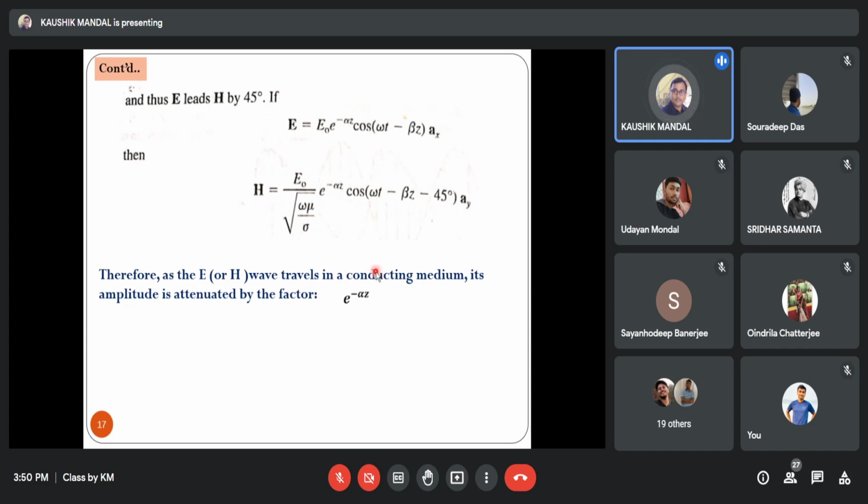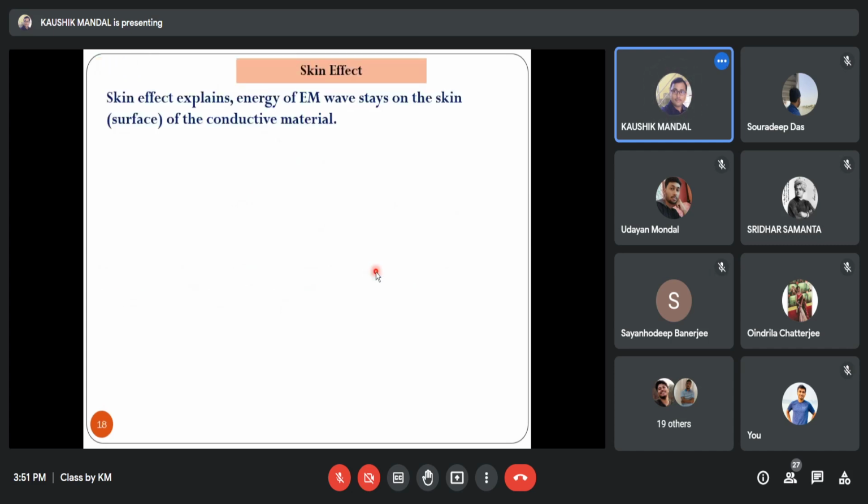From this particular point, now we will move into the concept of skin effect as well as skin depth. We have seen that as the electric field or magnetic field propagates into a good conductor, they attenuate by a factor of e to the power minus alpha z. So skin effect basically explains that the energy of the electromagnetic wave stays on the skin or surface of the conductive material.